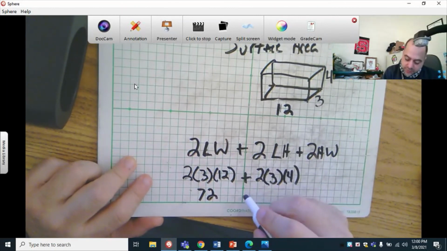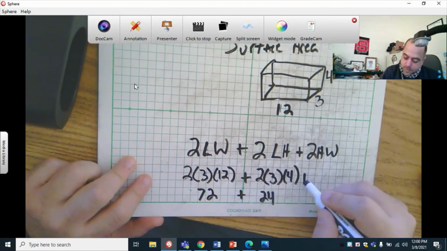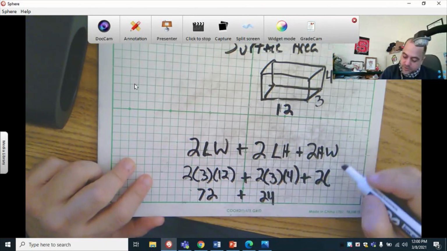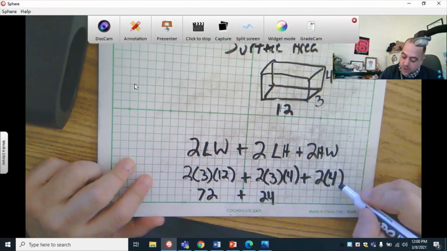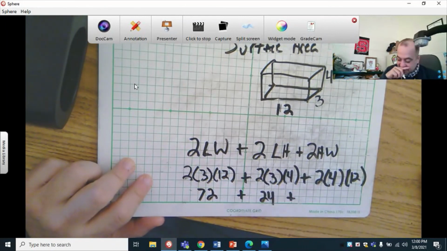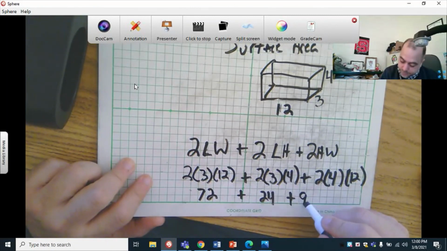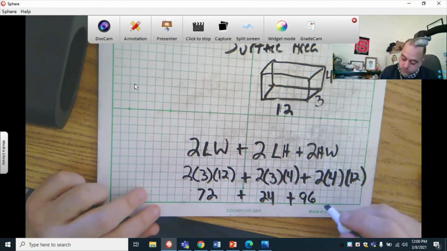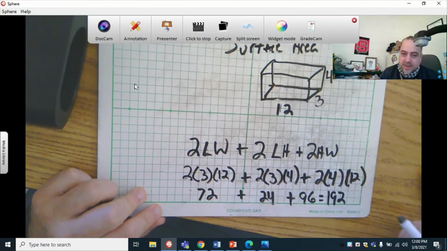And that gives you 24. And 2 times the height, which is 4, and the width, which is 12, like that. And that gives you 96, I think. And if you add these 3 together, you can get it that way. 192. And that's the right answer as well.